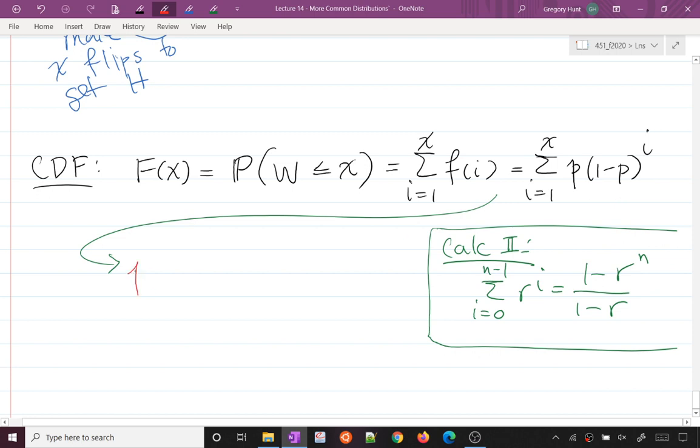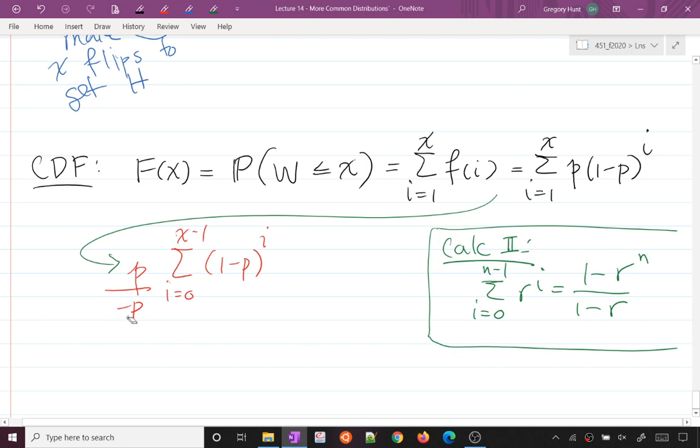So first of all, let's factor in a p, and then let's re-index this starting at 0. So let's say it goes 0 to x minus 1, in which case it'll be 1 minus p to the i minus 1. Ooh, I really don't want i minus 1 in there, right? So how about I divide by 1 minus p and make that i? Does that seem right? Oh, you know what? We don't need to do that.